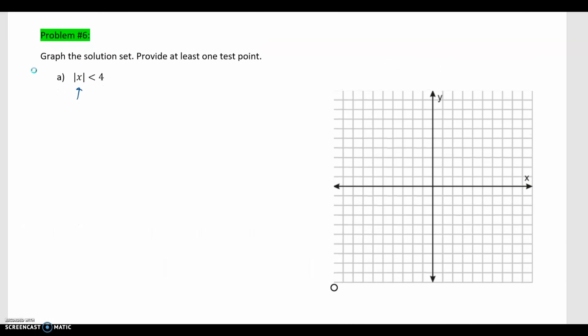Remember that when you're looking at distances, you're looking at the right hand side. So 1, 2, 3, 4. And I'm going to put an open circle because it says less than. And then 1, 2, 3, 4, which is technically the values of 4 and negative 4.